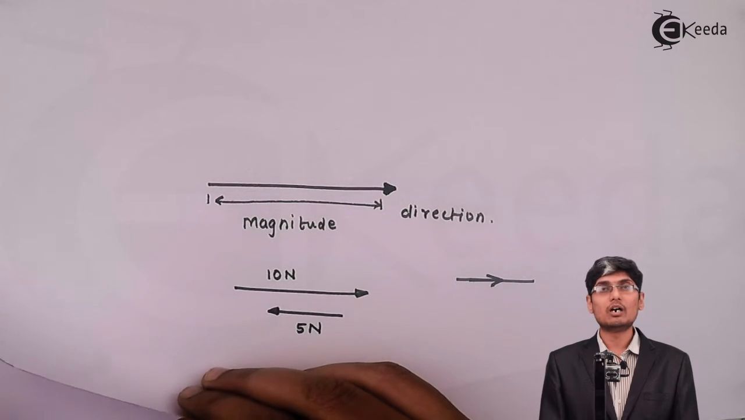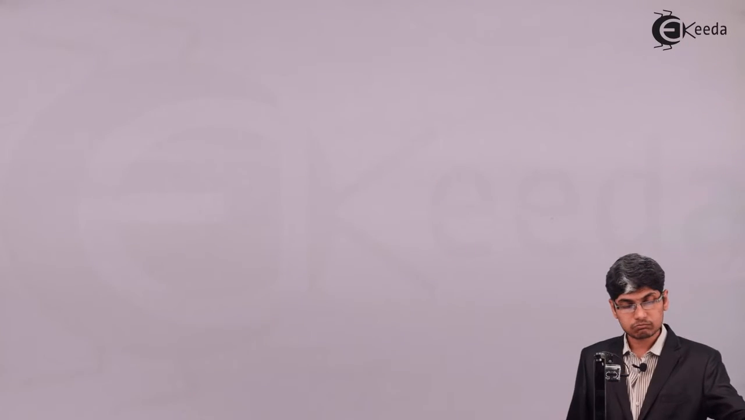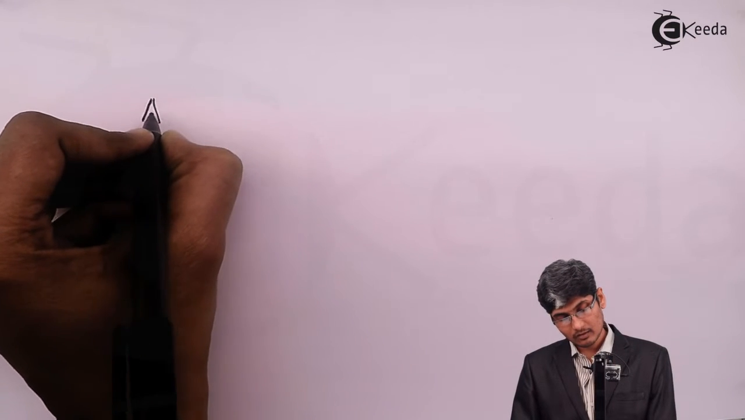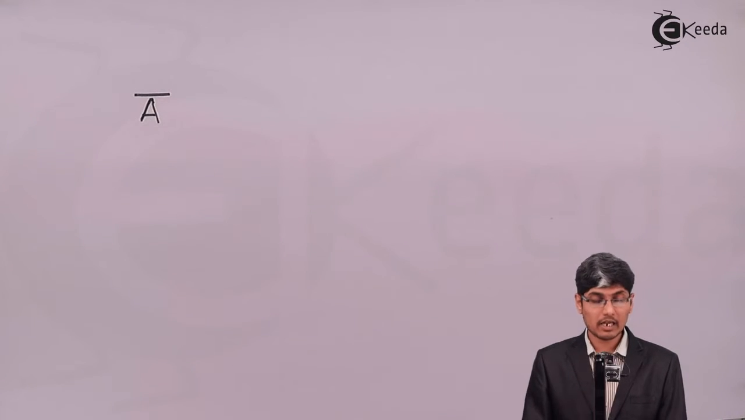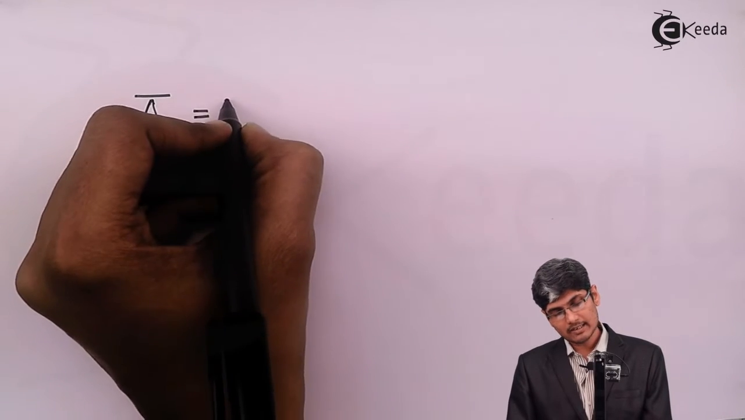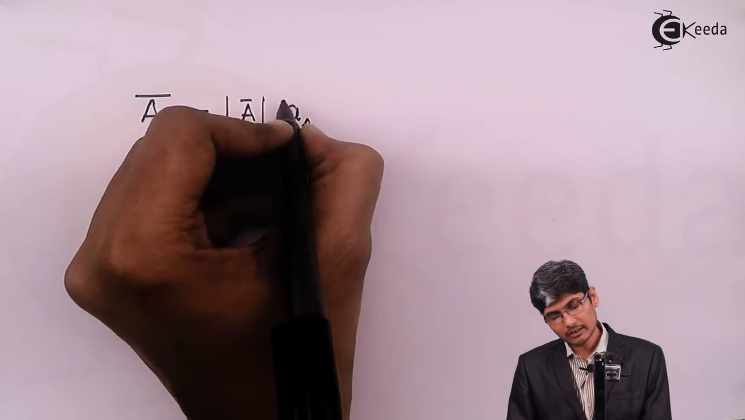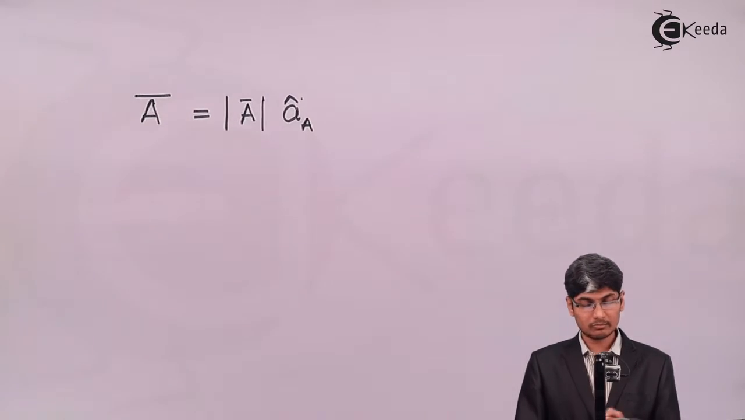So this is how we will be denoting a vector. Now let's see how to represent a vector. A vector, as I said, has a direction as well as a magnitude. So a vector A, normally denoted algebraically as A bar, is represented as the magnitude of vector A times the direction of vector A. This we will see in more detail, what it means.